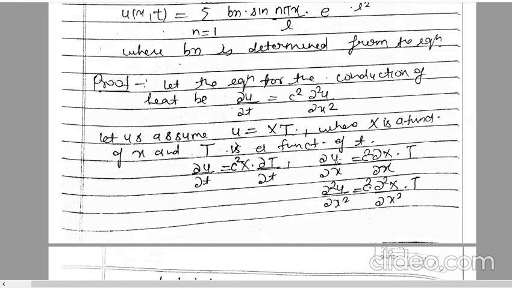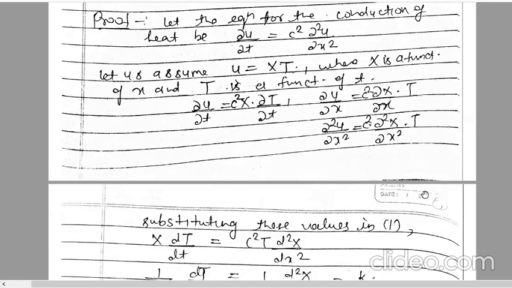Now ∂u/∂x, that means differentiating u with respect to small x, gives c² ∂X/∂x into capital T. Now ∂²u/∂x², we need to calculate the second derivative. So just calculate your second derivative here. ∂²u/∂x² is equal to c² ∂²X/∂x² into T here, right?